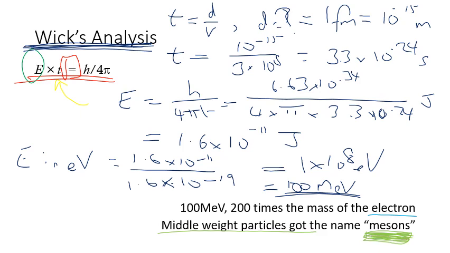Yukawa and then Wick both predicted the existence of these mesons with a mass about 200 times the mass of an electron. And we'll come back to their discovery later on in the course.